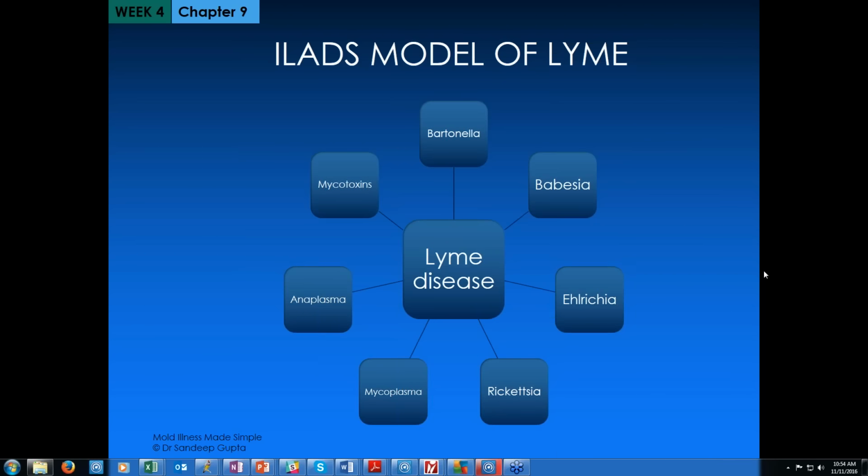The only caveat I would say is that some people believe that if you have Babesia, doing hyperbaric might be a problem because you're increasing the oxygenation in the red cells and might feed the Babesia, might stimulate Babesia growth.